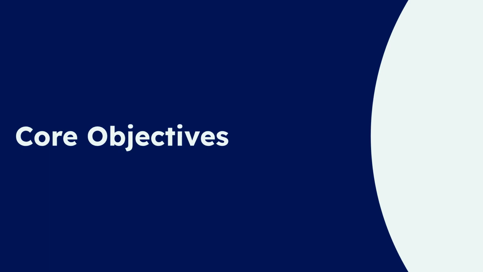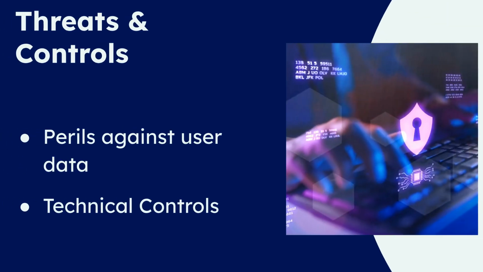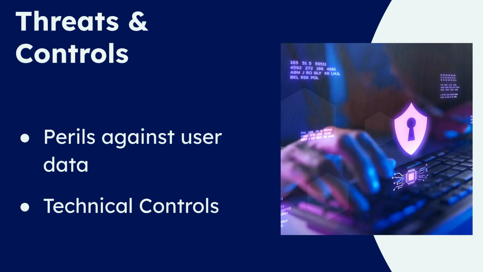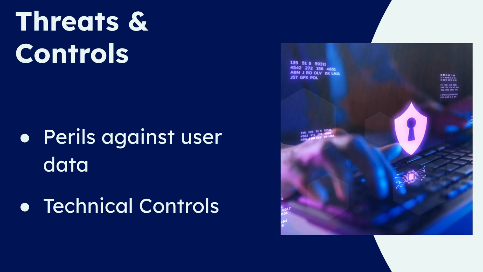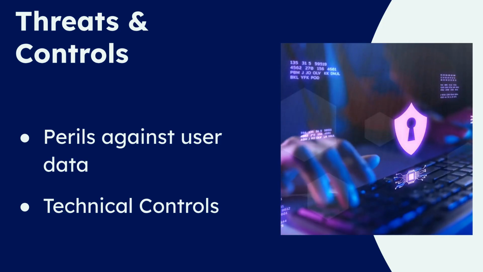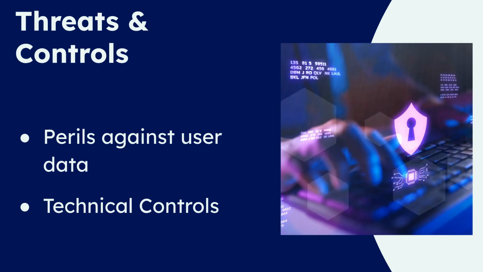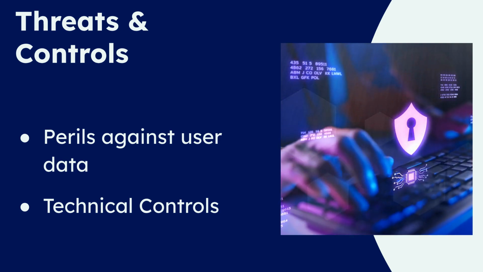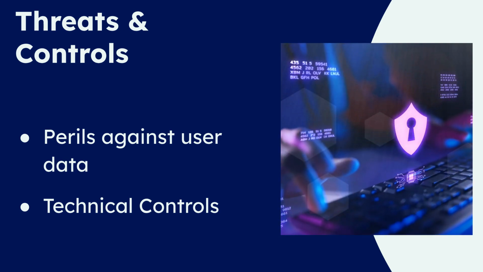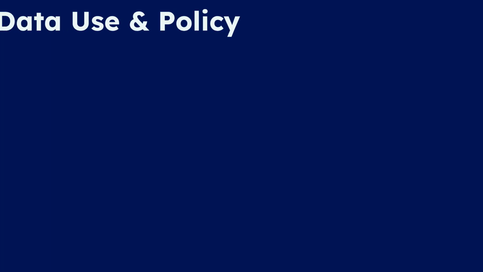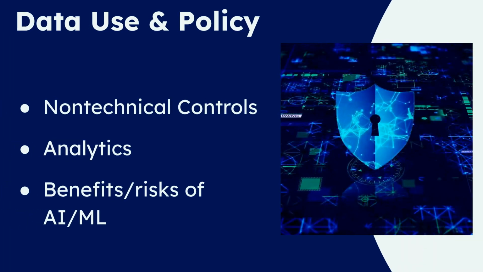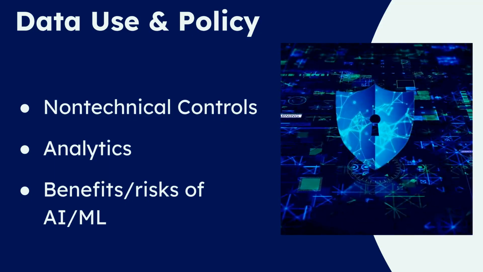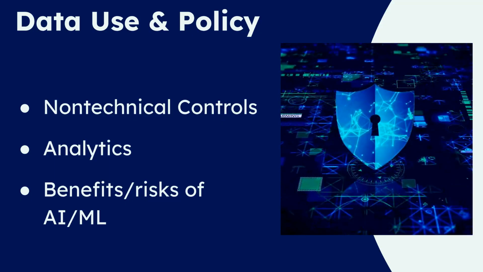Next, let's look at the core objectives for Chapter 12. We will cover perils against user data, such as PII, PHI, and SPI, including tracking and data trails. We will also examine technical controls like encryption, DLP, GEO, and conditional access. We will also discuss non-technical controls, including legal and regulatory alignment, risk strategies, data retention and purging, and data minimization.